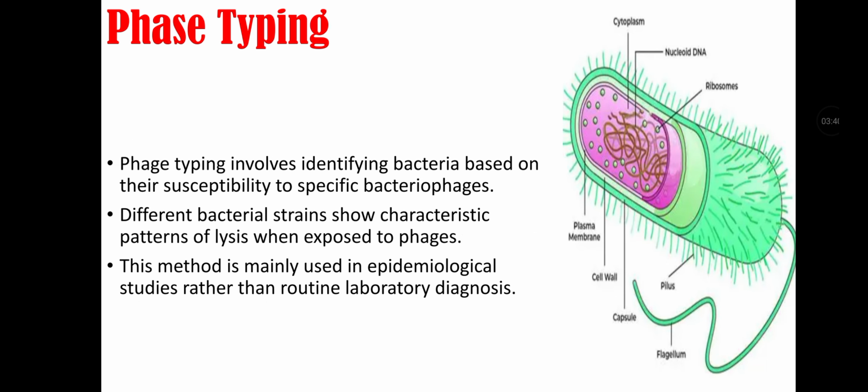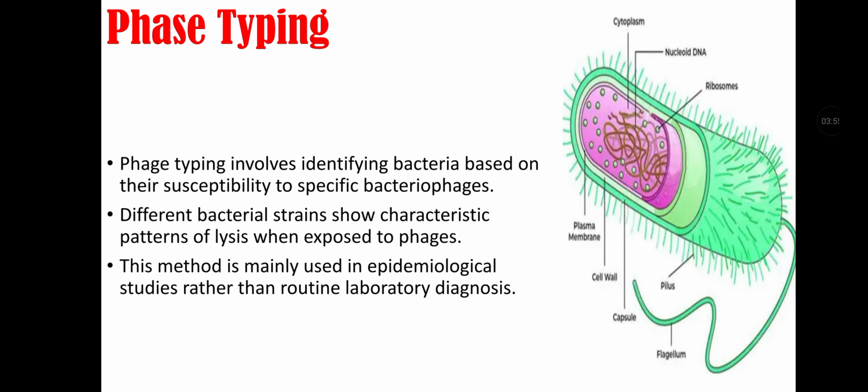Phage typing. Phage typing involves identifying bacteria based on their susceptibility to specific bacteriophages. Different bacterial strains show characteristic patterns of lysis when exposed to phages. This method is mainly used in epidemiological studies rather than routine laboratory diagnosis.